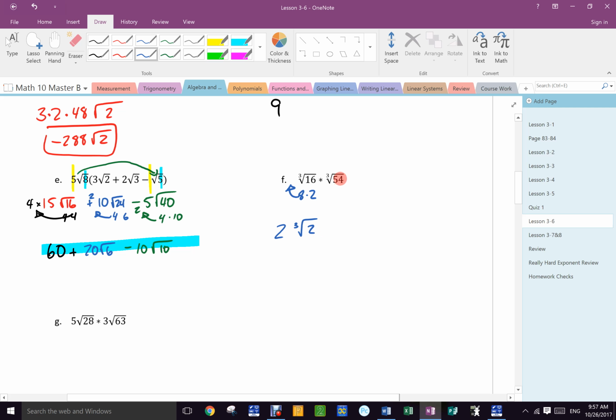54. 1, 8, 27, 64. Well, it can't be 64 because I only have 54. Does 27 go into 54? Yeah. How many times? Twice. So that's 27 times 2, isn't it? What's the cube root of 27?